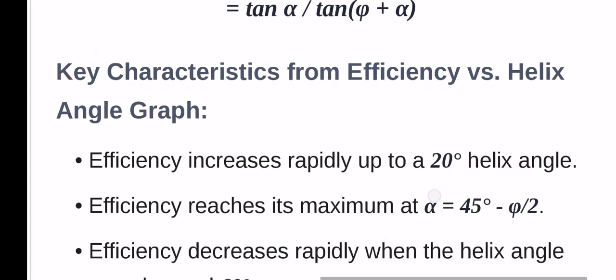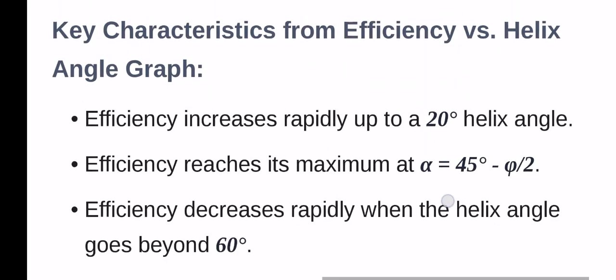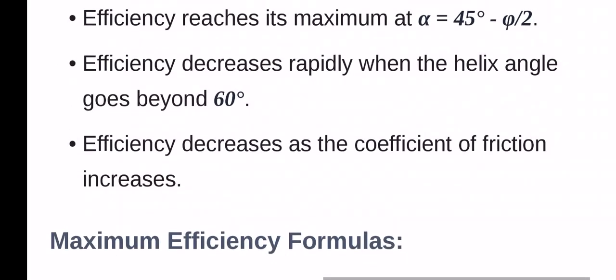Key characteristics from the efficiency versus helix angle graph. Efficiency increases rapidly up to 20 degree helix angles. Efficiency reaches a maximum at α = 45° - φ/2. Efficiency decreases rapidly when the helix angle goes beyond 60 degrees. Efficiency decreases as the coefficient of friction increases.